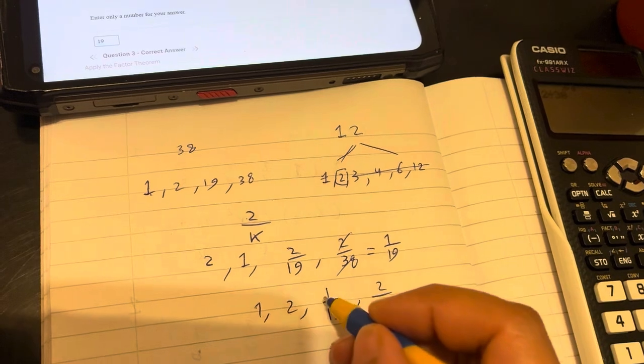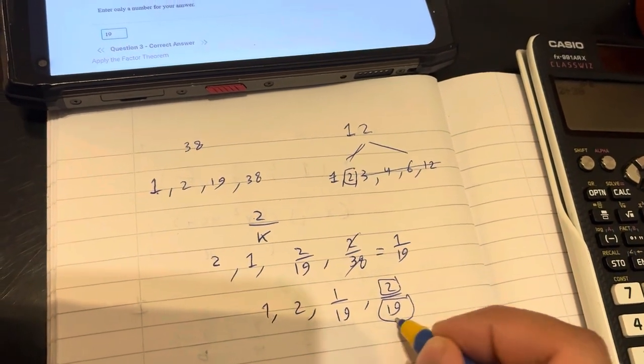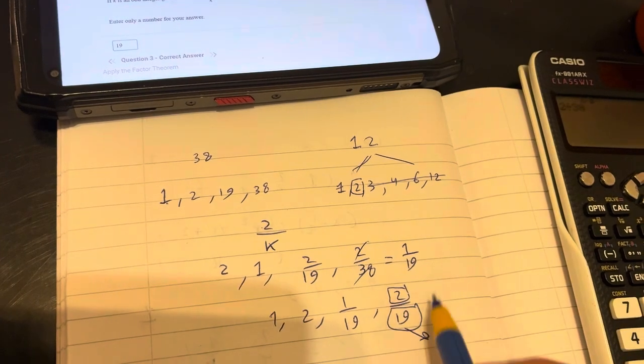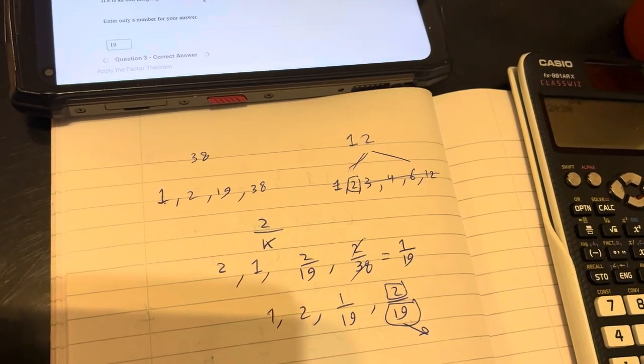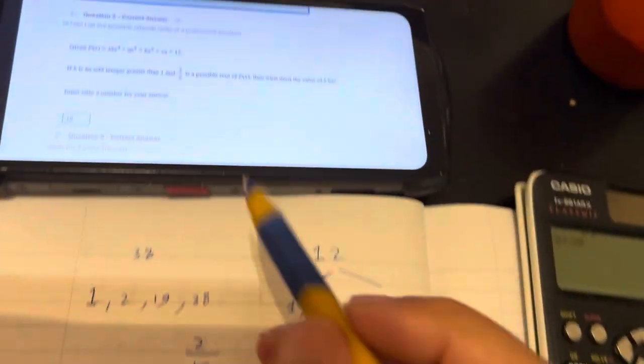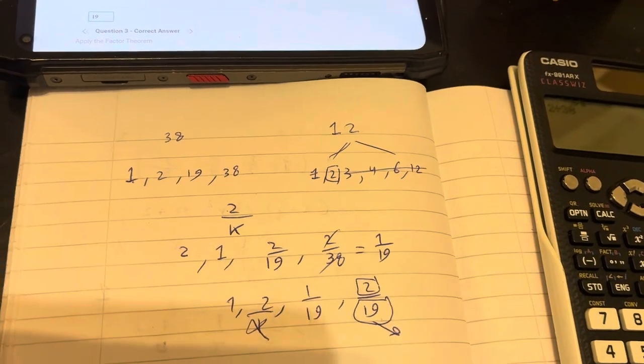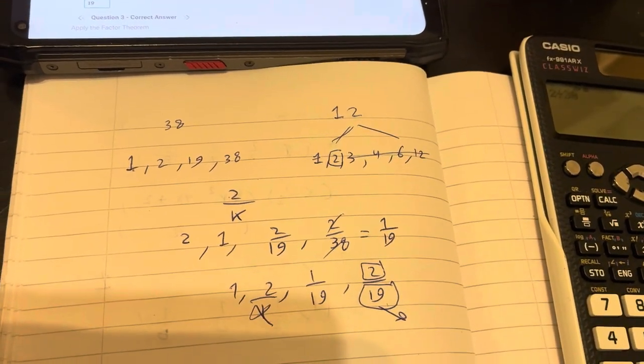This is not 2 over something, so this is 2 over 19, and k is an odd number, so k is equal to 19. Here this is 2 over 1, but 1 he already told you here it is greater than 1, so you cannot take the 1. So you only have to take the 19. 19 is the only option here.